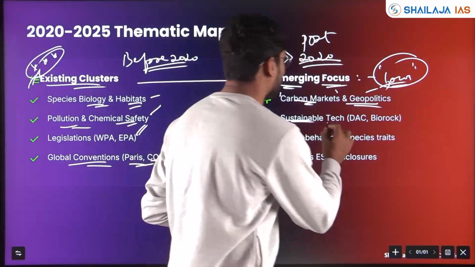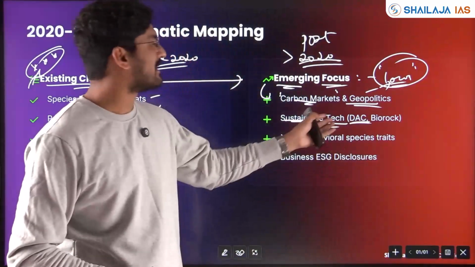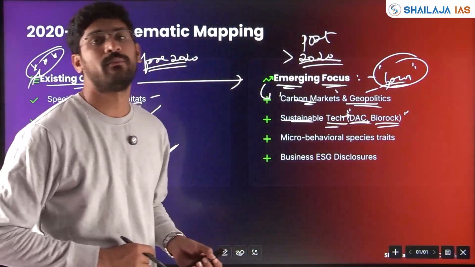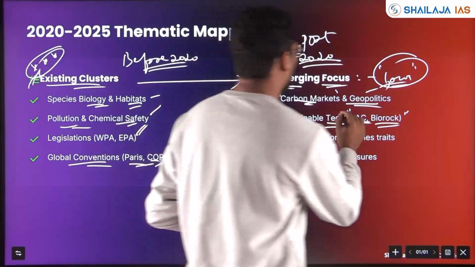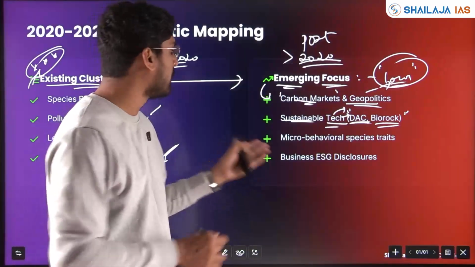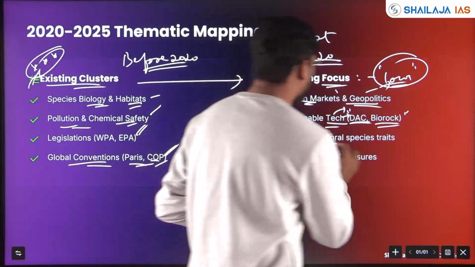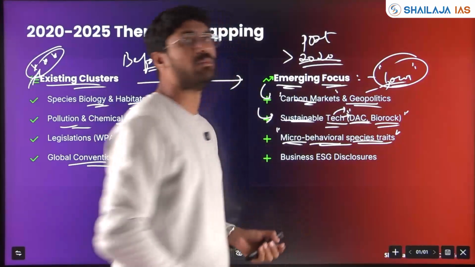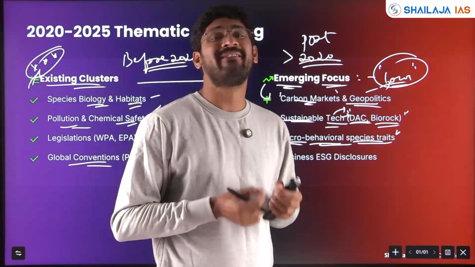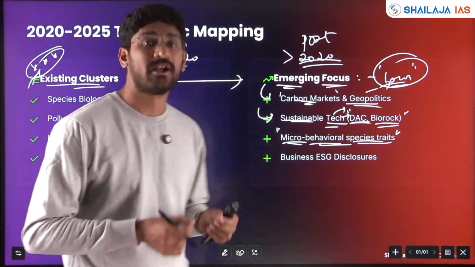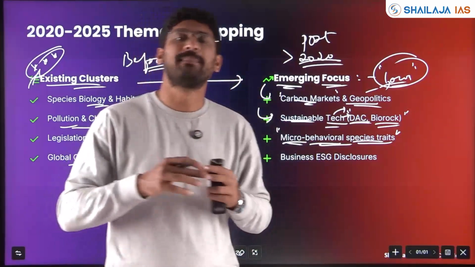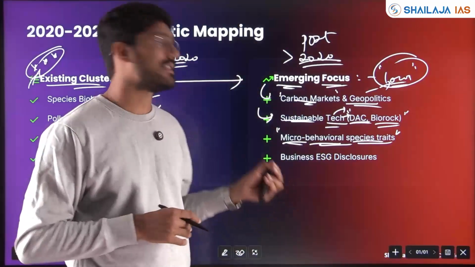Then sustainable technology and sustainable energy. For example, DAC, direct air capture, biorock, different new technologies and mechanisms to protect the environment, and new themes like material science, applied science, robotics and AI came into the foray. Then you have micro-behavioral species traits asked in UPSC. Not just the species habitat, but micro-behavioral themes, for example Indian squirrels, marsupials, all these important species which were in the news that year or the previous years were asked with respect to their characteristics and traits.